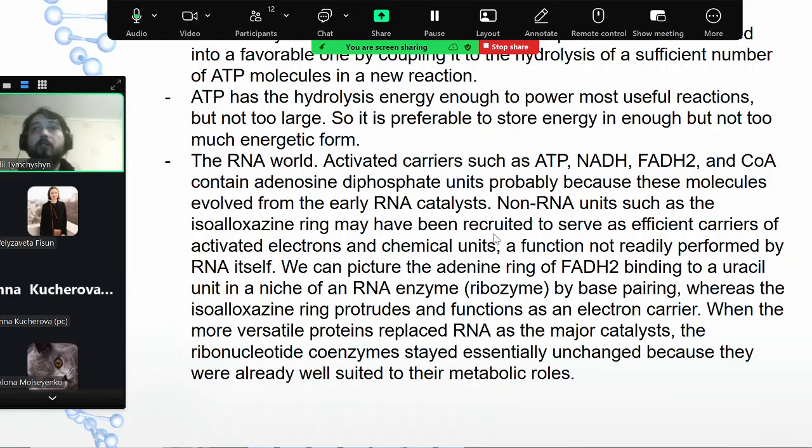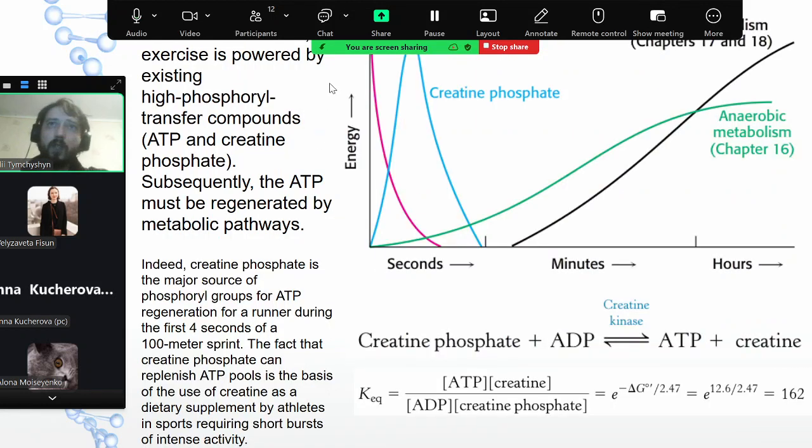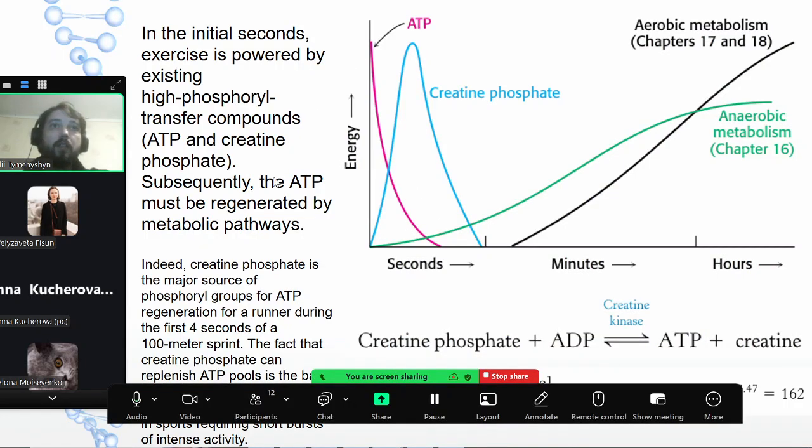So non-RNA units may have been recruited to serve as efficient carriers of activated electrons and chemical units, a function not readily performed by RNA itself. And we can picture the adenosine ring of FADH2, for example, binding to a uracil unit in a niche of an RNA enzyme, or ribozyme. I guess I told you something about ribozymes in previous lectures, so probably that part was to fit into some sort of RNA structures, and the rest was basically performing that energy carrying duty.